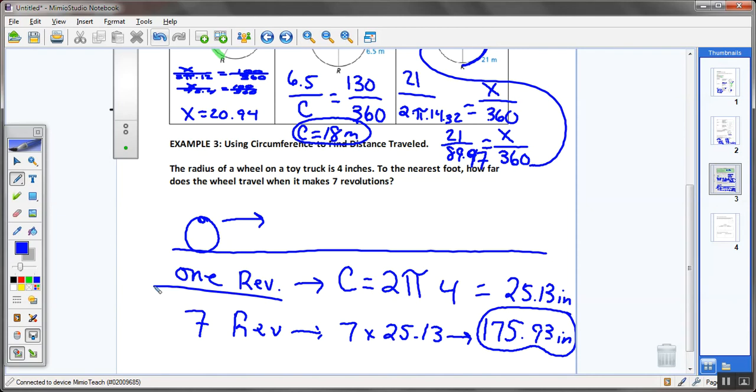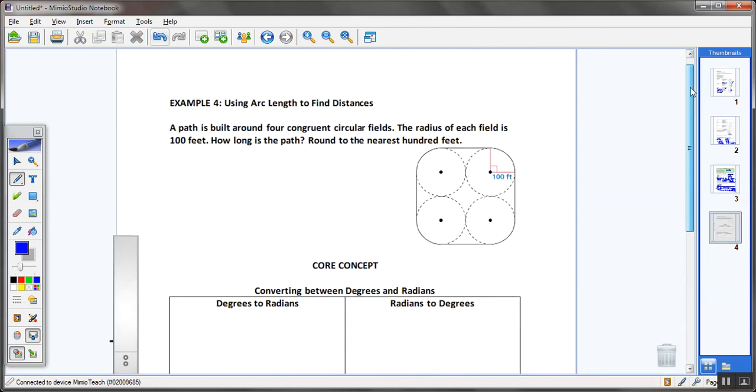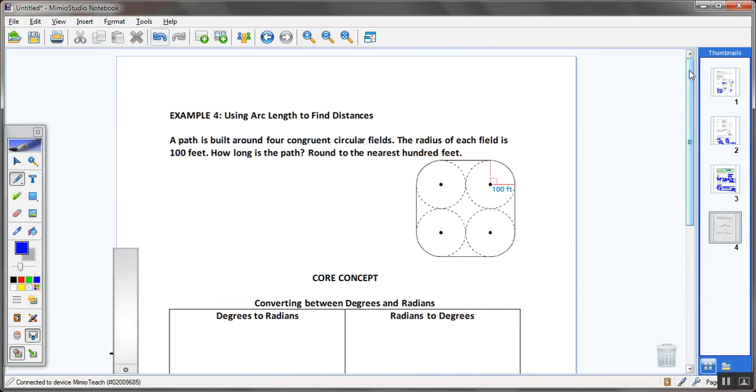All right, last one on the page. I'm going to see if you can do this one on your own. It says using arc length to find what? Distances. Okay. It says a path is built around 4 congruent circular fields. The path here is kind of on the outside. It says the radius of each field is what? 100 feet. How long is the path? Round your answer to the nearest foot.